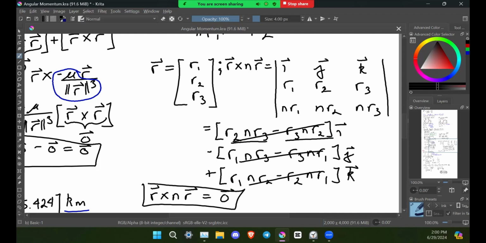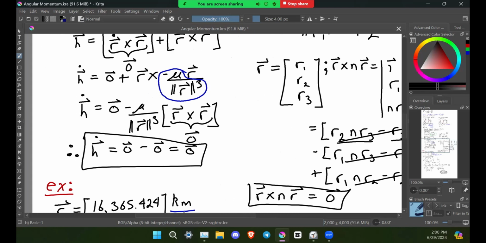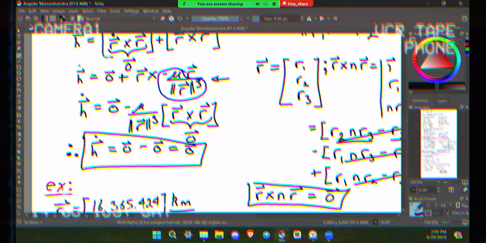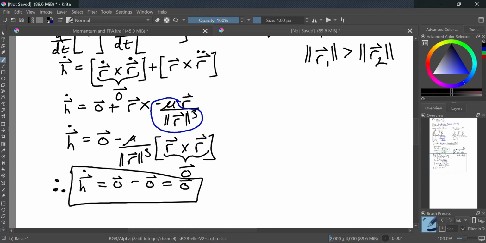There you go. Now you know what I was talking about when I was trying to describe what was going on there. All right. Let's get back to it. Goes to 0. Therefore, the rate of change of the angular momentum is 0 minus 0. Well, there you have it. It does not change with time. Very useful.